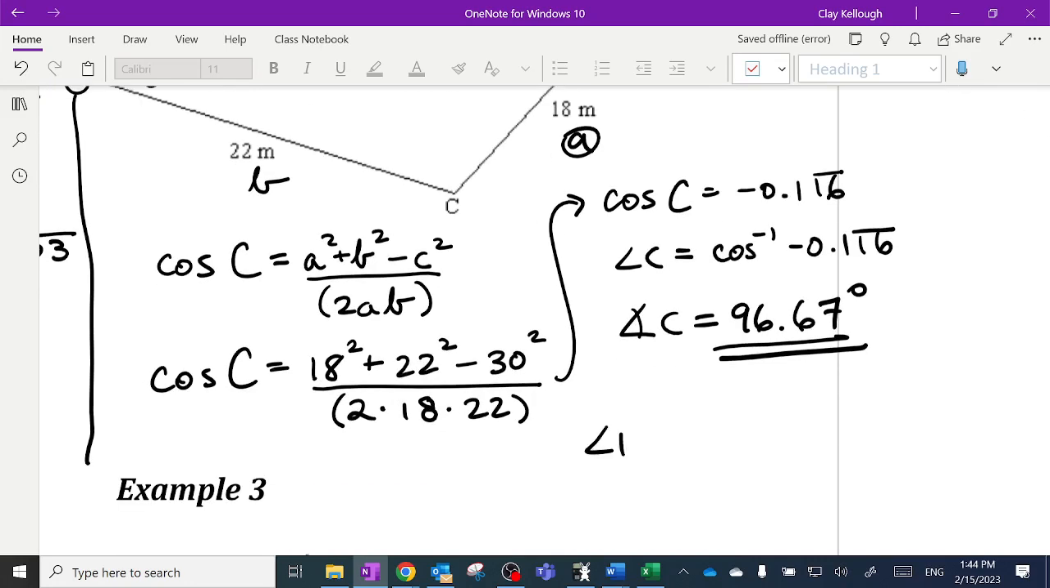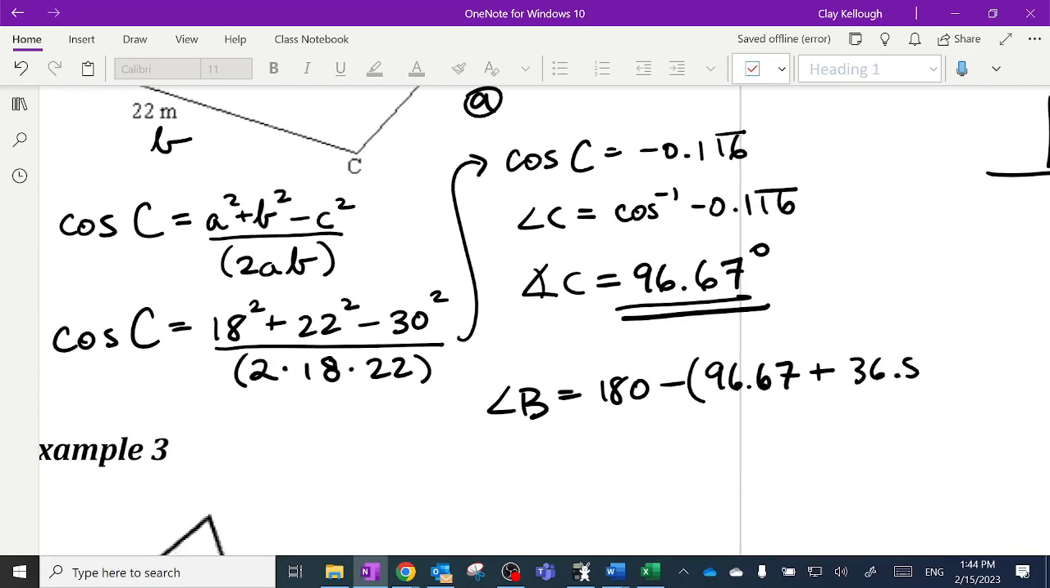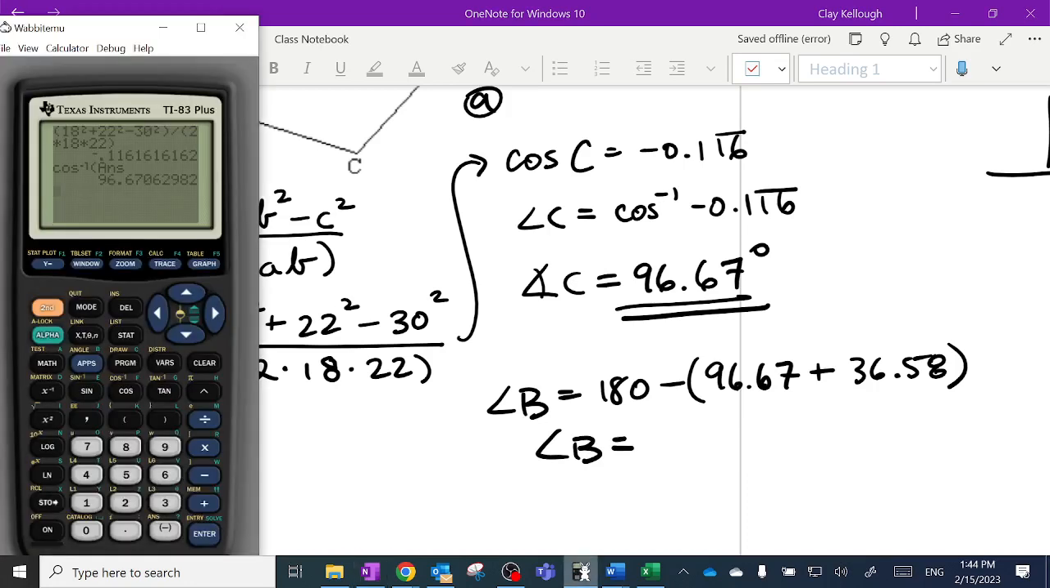So angle B is going to be 180 minus these two guys. 96.67 plus, what was the other angle again? 36.58. And I hope you were writing small. I had to go over the side of the page because I'm writing so big. And so I'd go 180 minus, open a bracket, and, well, actually the last answer I had was that number, so I can just use my answer button again. But then I got to think back to, what was that? 36.58 plus 36.58. And so my last angle is 46.75.